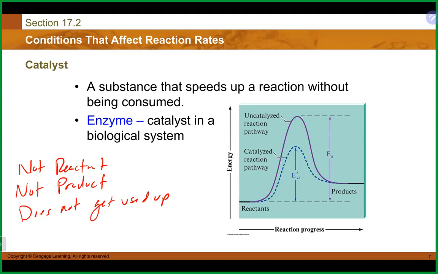For example, we actually used a catalyst in one of our experiments, the potassium chlorate one, where you put it in a test tube, heated it up, and made the oxygen gas. It was a mixture of potassium chlorate and something else. That something else was actually the catalyst they just threw in there to make that reaction occur a lot quicker.